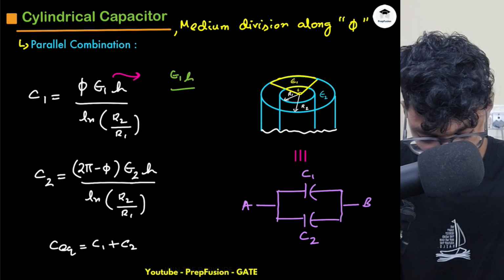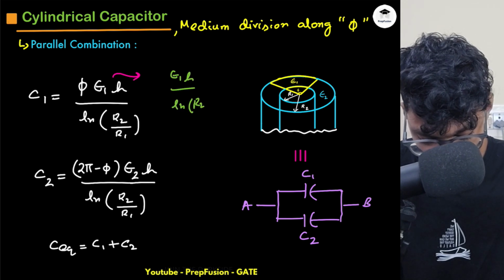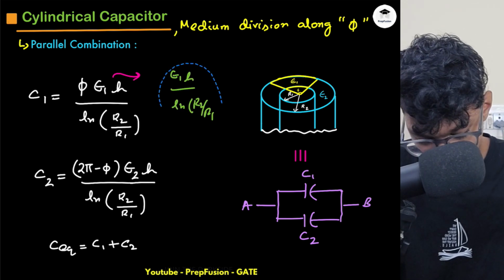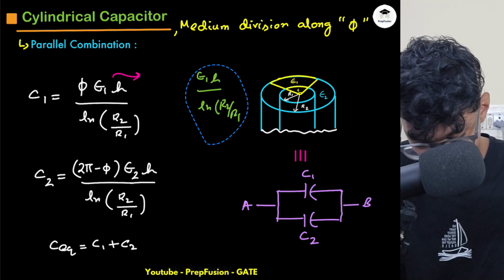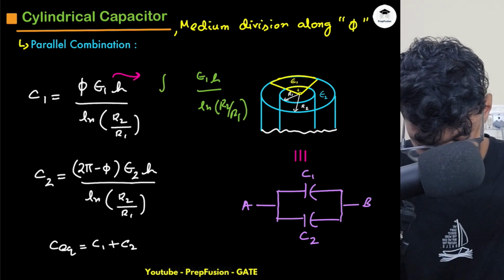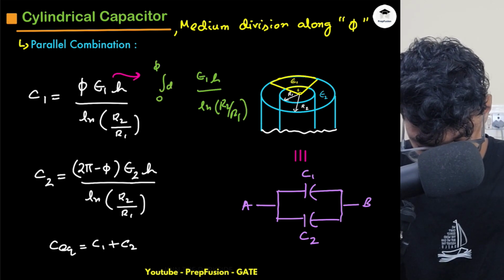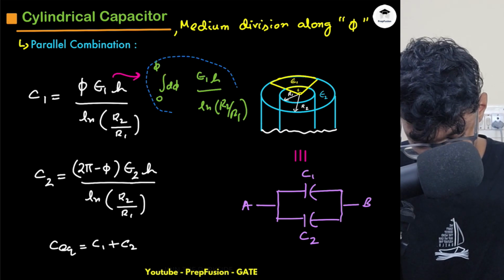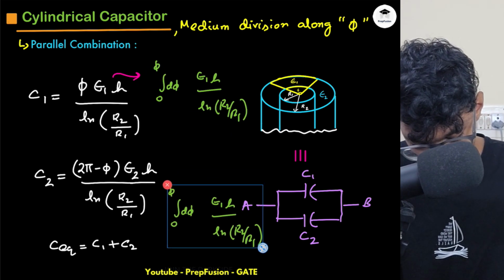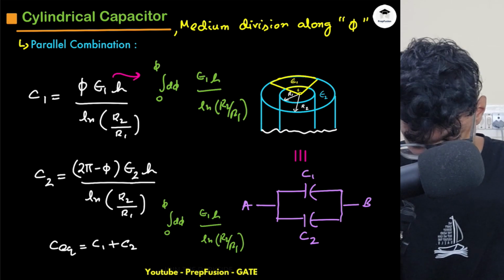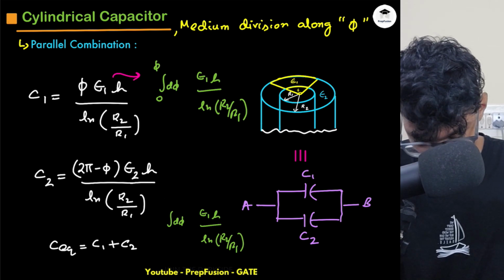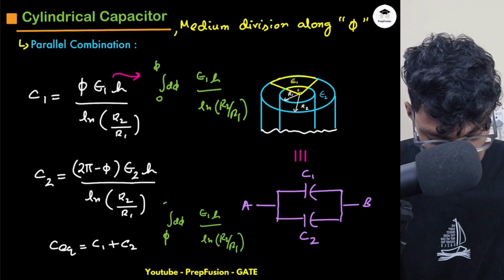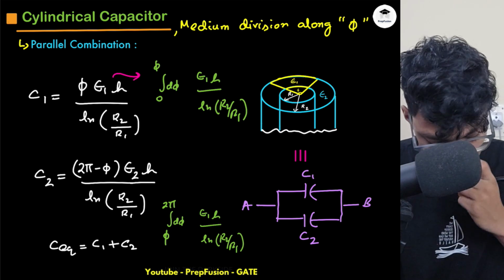Basically epsilon 1, h, ln r2 by r1, these are constant, right? These will not change. What has changed? Just this thing has changed, right? Integration from 0 to phi d phi, correct? This thing I have written here. And the bottom one is also the same. Here the integration limits have just changed, so this has changed to phi to 2 pi.